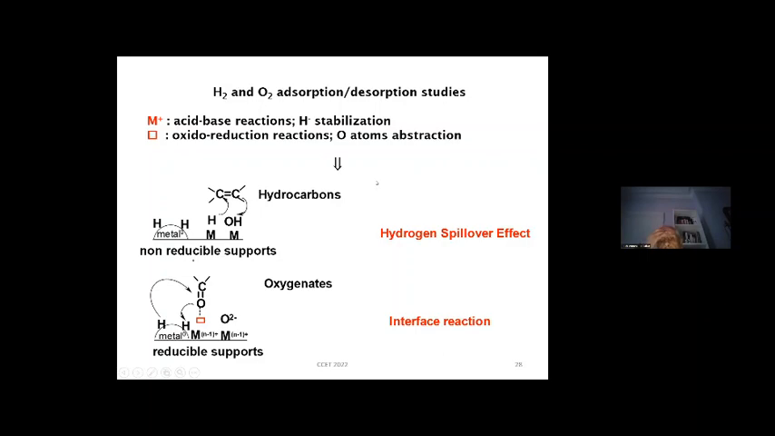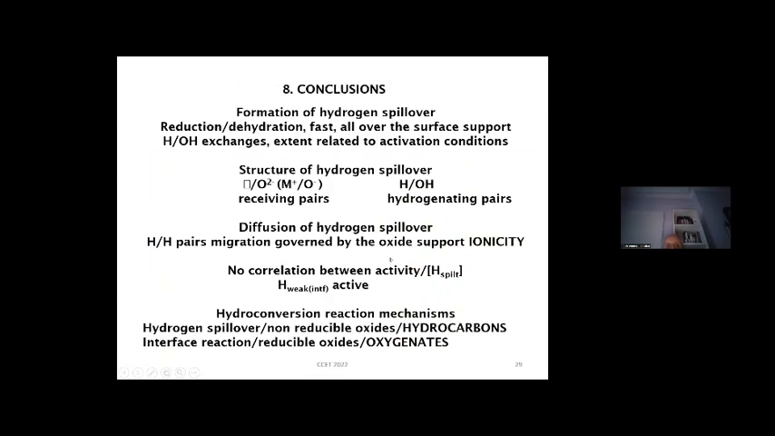So this leads us to suggest that hydrogen spillover is favored by non-reducible support and with hydrocarbons as reactant molecules. As to interface reactions, they are favored by reducible support and oxygenates as reactant molecules. So our conclusion: hydrogen spillover is formed on reducible oxide by reduction followed by dehydration, fast and all over the surface of the support. For non-reducible oxide, there is an HOH exchange reaction, and the extent of this exchange depends on the activation condition.